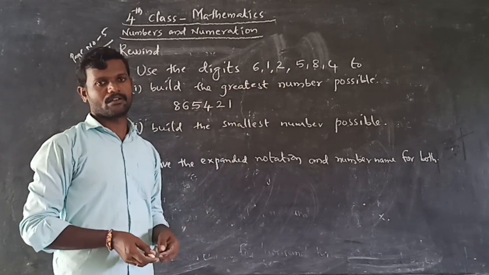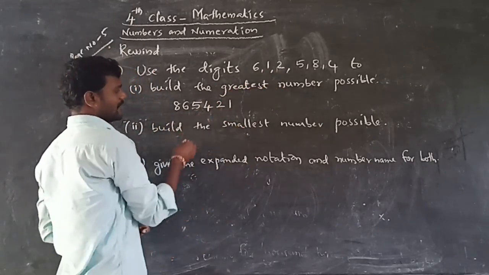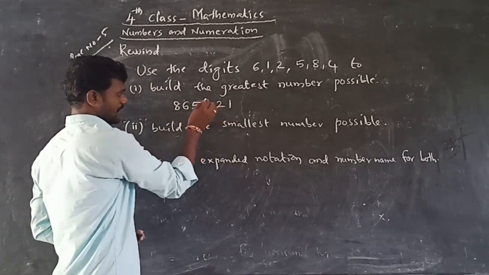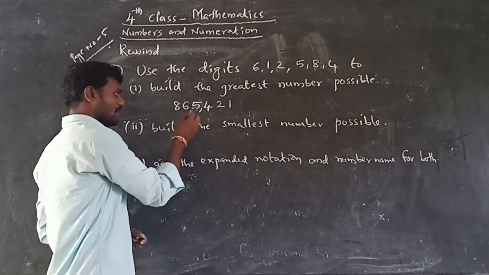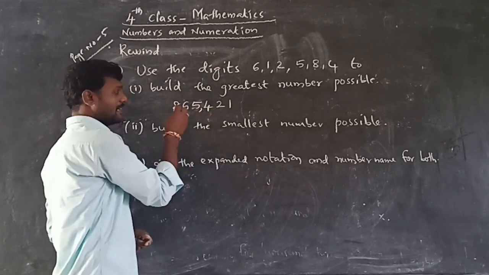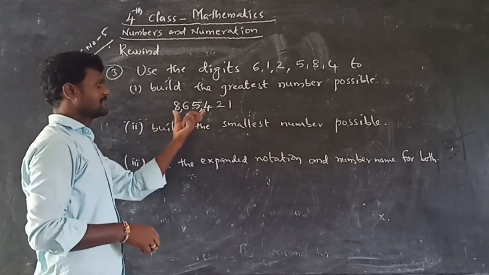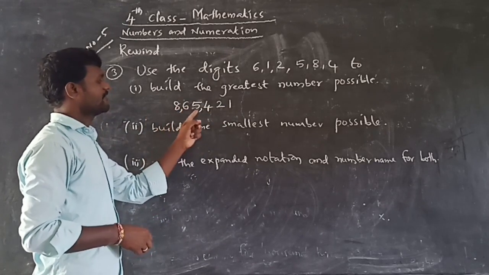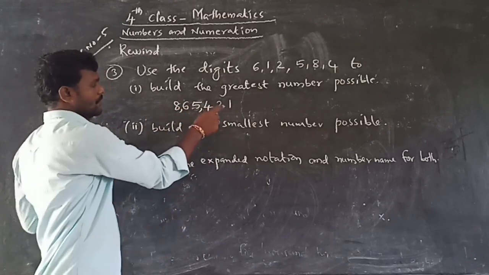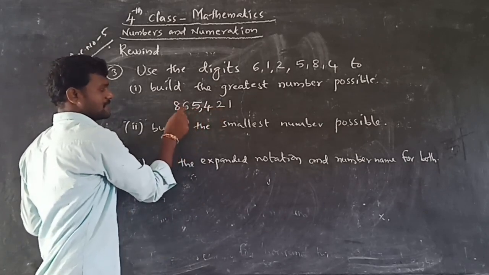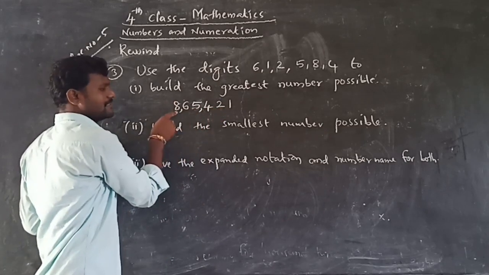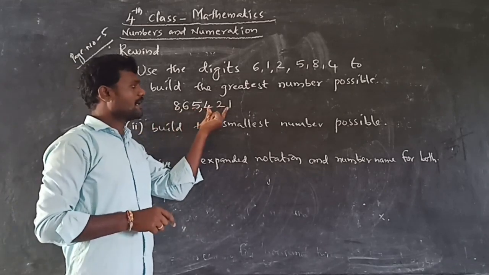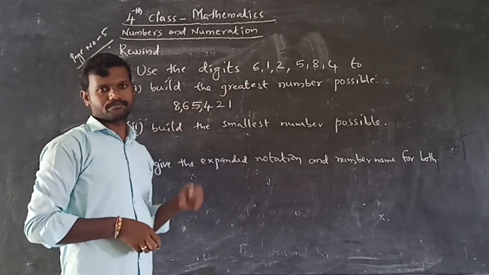Then you will get the greatest number. So how can we write this number? We know where we have to write the commas. After 3 digits you have to write a comma, the first one. Remaining all after 2 digits only. So this is the greatest number we got: 8,65,421. How can you read this one? Ones, tens, hundreds, thousands, 10,000s and lakhs. So 8 is in lakhs place. 8 lakhs 65,421. This is the number.